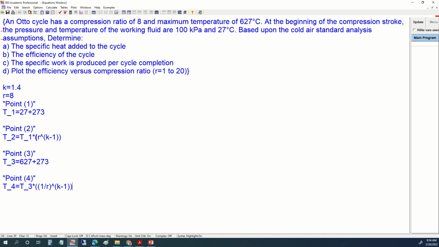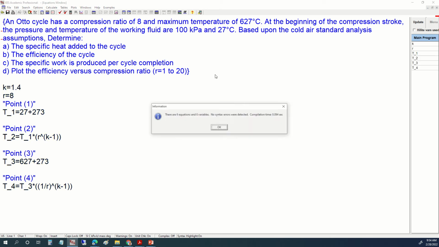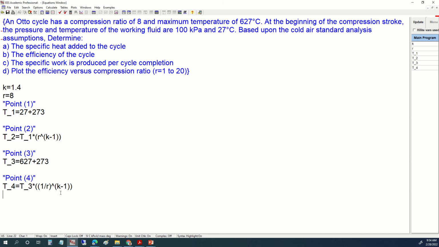I can find, for example, Qin. Let's check firstly if everything looks fine. Yeah, we have 6 equations with 6 variables. Everything looks good. So now I can say, for example, Qin is equal to CV multiplied by, now for Qin, we add heat between 2 and 3, so it's T3 minus T2.